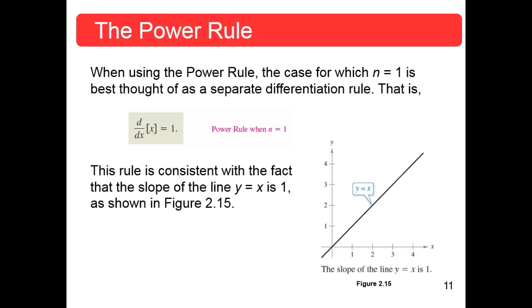Now, this rule is consistent with the fact, what is this function? Y is equal to x. What do we know? We have a special name for that function. Y is equal to x. Identity function, exactly. And what can you tell me about that identity function? You can tell me two things right off the top. Three, maybe.